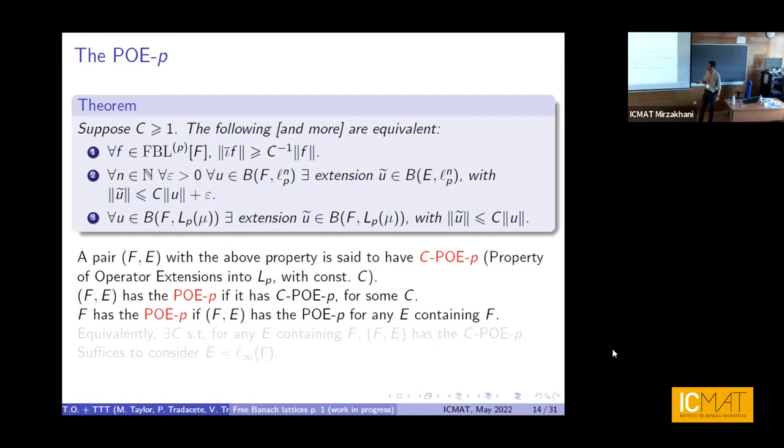Further, we were looking at the spaces F which have the POEP with any ambient space E. So F has a POEP if for any ambient E, this pair F, E has the POEP property. And it turns out that in this situation, there is a constant C which works for F for all the ambient E's. In the definition of the POEP, I'm talking about all ambient spaces E, but really you don't have to consider all of them. It's just enough to consider L infinity of gamma for a sufficiently large set gamma, and the rest will follow from the injectivity of this space.